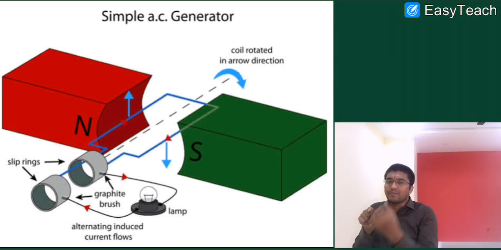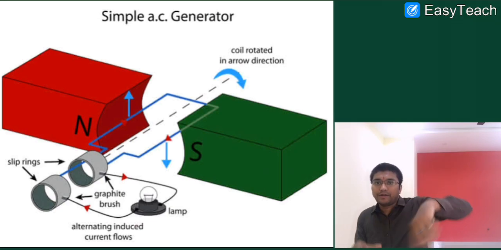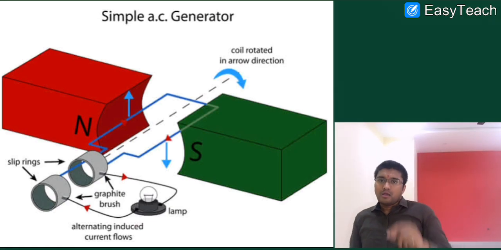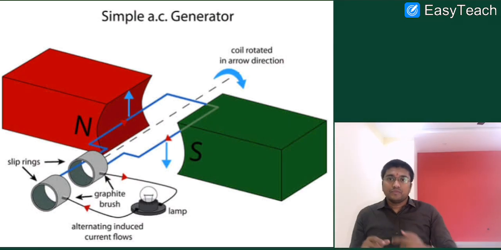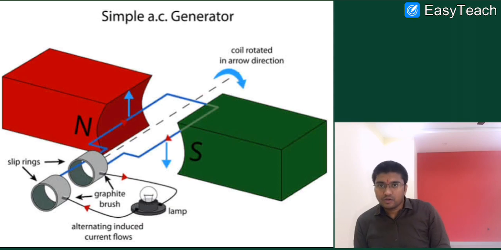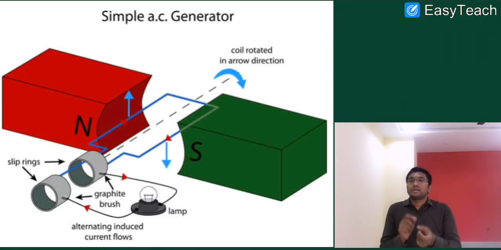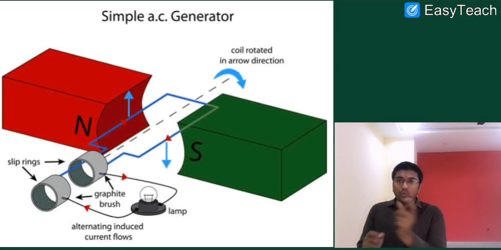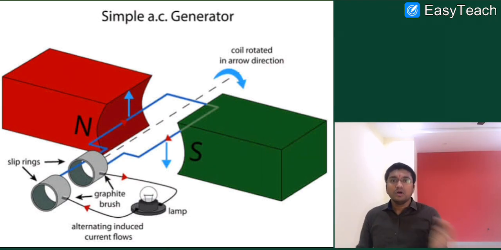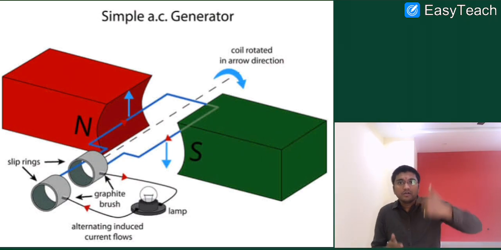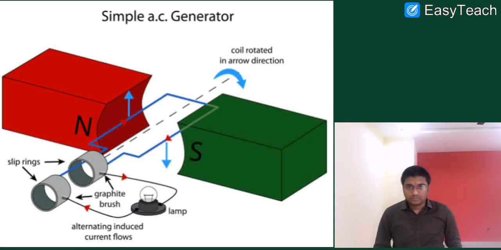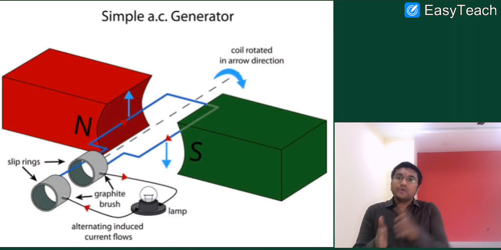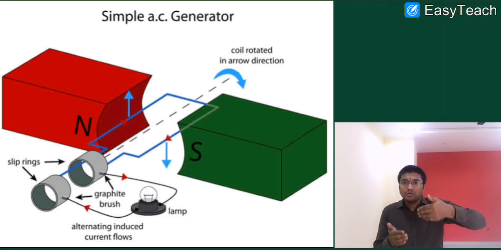Between this magnet we place one rectangular coil, and the ends of the rectangular coil are connected with slip rings, and with the slip rings graphite brushes are used so that the wire will not get twisted. Those wires are directly connected to the lamp so that the electricity generated in the coil can simply light up the bulb. Now, for the working, we need to do some mechanical work.